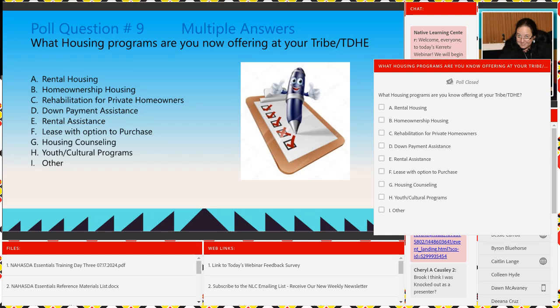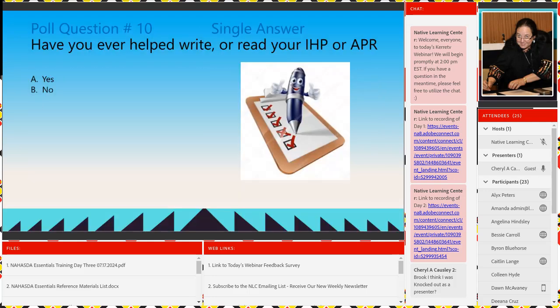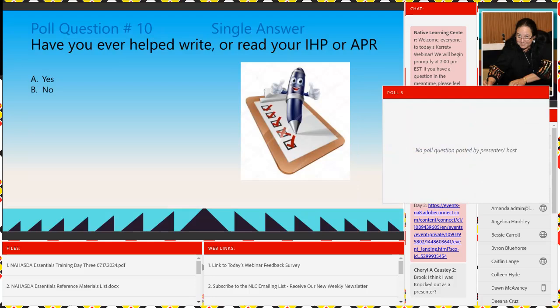Got everything there. Okay. So, your Indian housing plan, your annual performance report. Good stuff. First of all, have you ever helped write, or did you even ever read your IHP or APR? Be honest. I'm really curious here, guys. Your APR has to be made available to the public for public comment. But sometimes you wonder, has anybody in the housing office ever read it? I wonder that anyway, because I'm kind of weird.